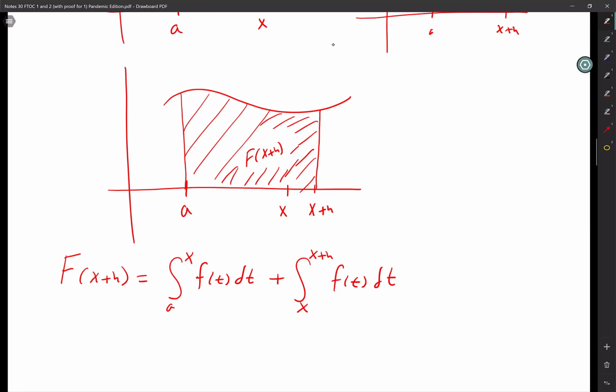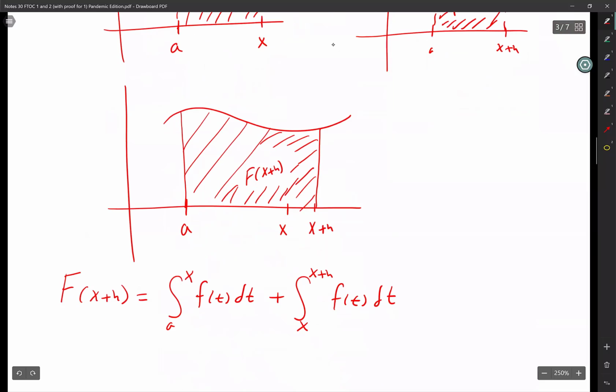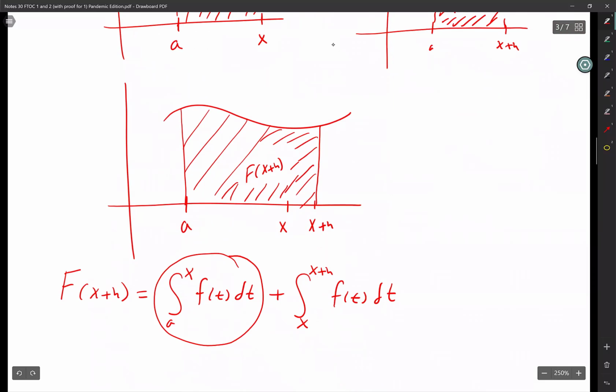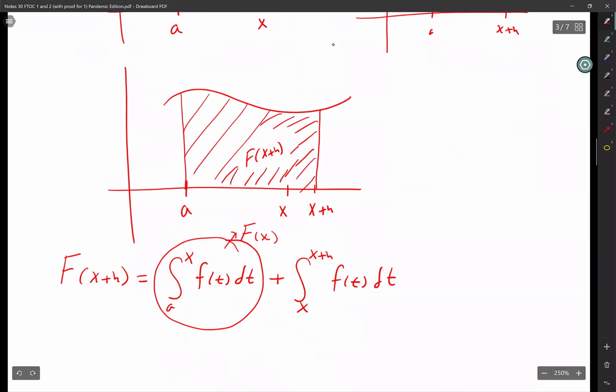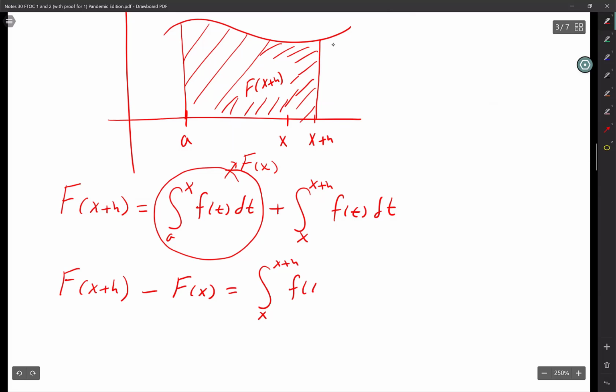Okay. So we just said, what did we say? Look at that. So this right here that I'm circling, that is just capital F of x. So I'm going to move it to the left. I'm going to subtract that. So capital F of x plus h, minus capital F of x, equals the integral from x to x plus h of f of t dt.